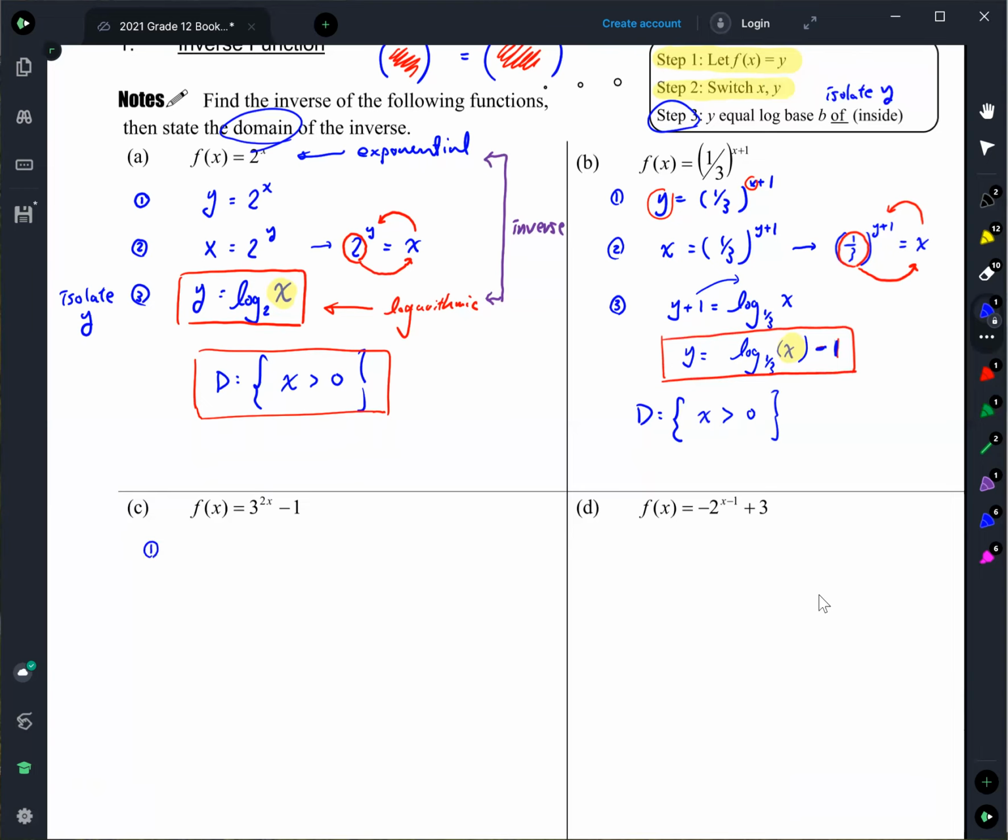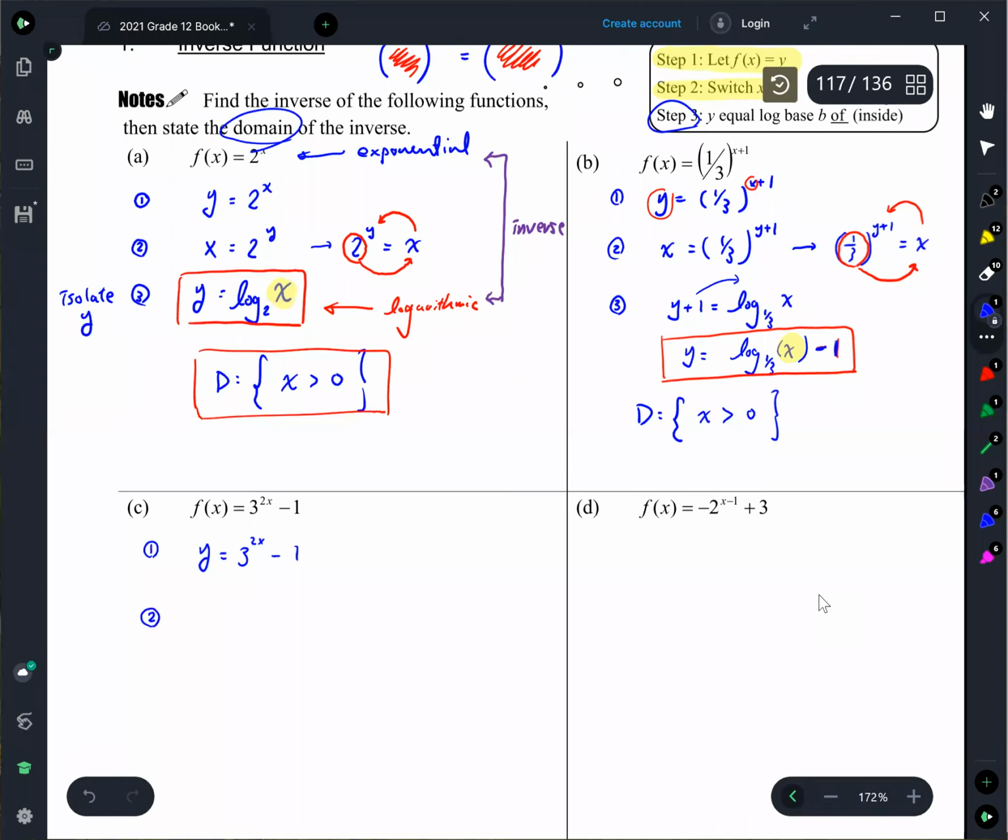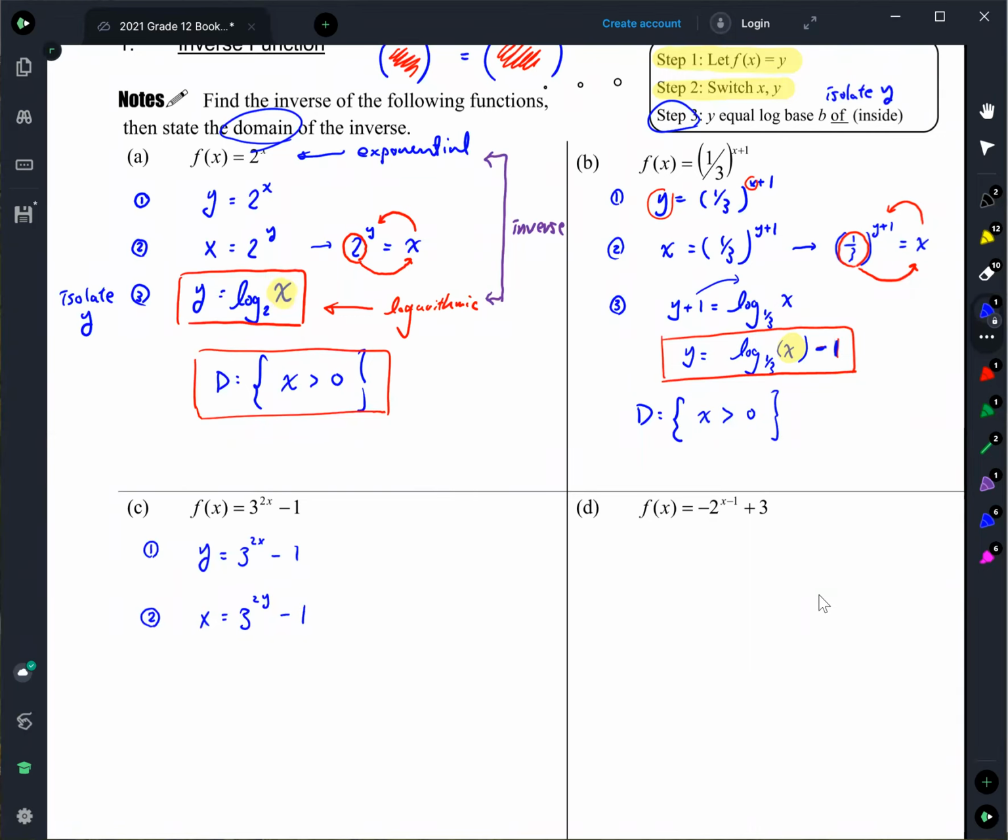All right, Lily, how do we start step 1? Change the f of x to y. Yep, so I will write it as y equals 3 to the 2x minus 1. All right, and then Chris, what do we do in step 2? You switch y and x. How do I write it? X equals 3 to the 2y minus 1. Yeah. So if you compare this step 2 with the other step 2, it has an extra minus 1 attached to the back.